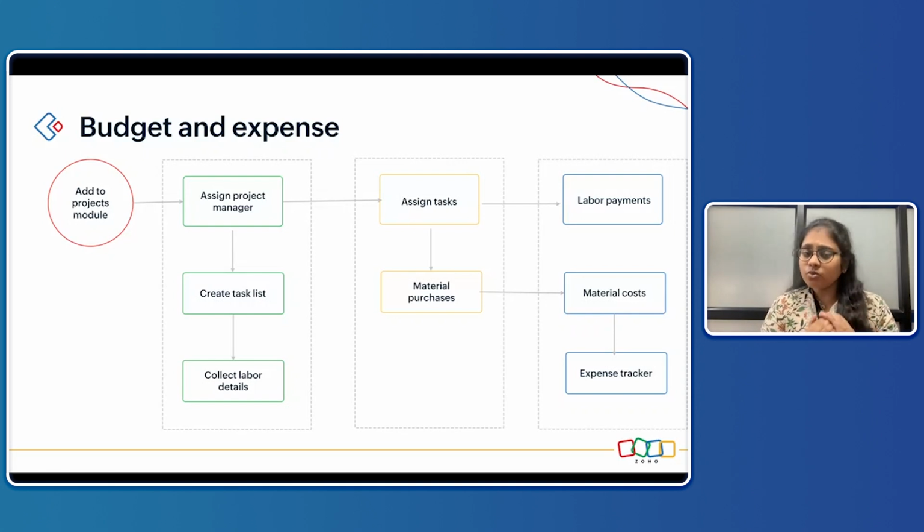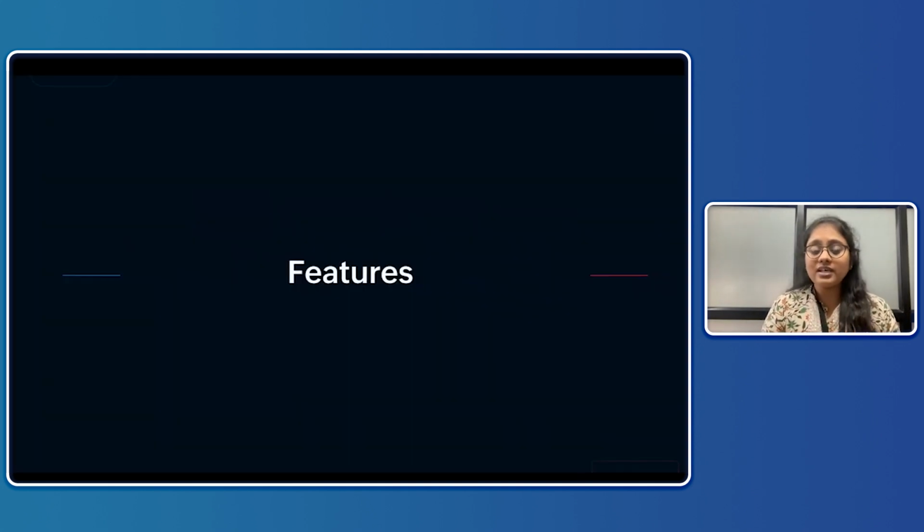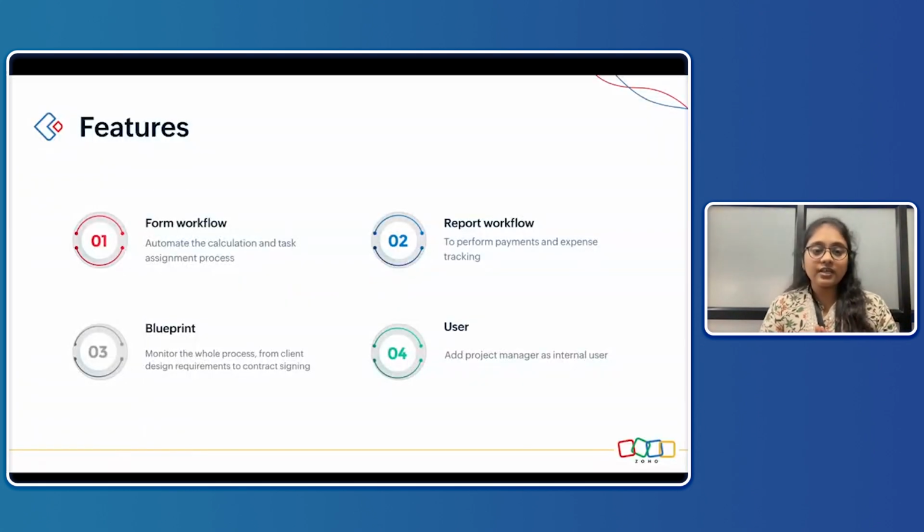Okay, so before I move on to the live demo, let me also give you some features that are used in the application in order to make it more enhanced. There are certain features in Zoho Creator that are used in the application. The first feature is form workflow. Since we are going to maintain the expense tracker and the budget versus expense tracker module, we have to do all the calculations in an automated way. To do the calculations, and to assign the task to each and every laborer according to their skill set, these kinds of automations are done with form workflows.